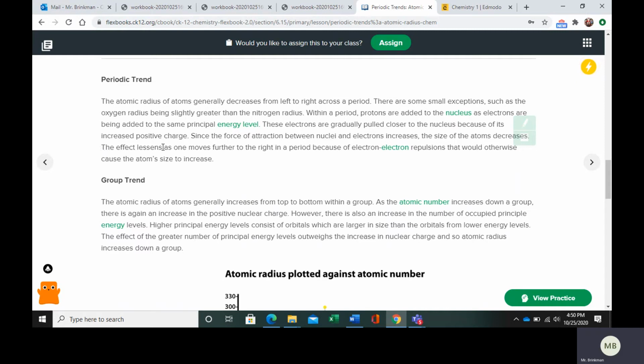This effect gets to be less as you move further to the right in a period, because there are electron-electron repulsions that are taking effect.